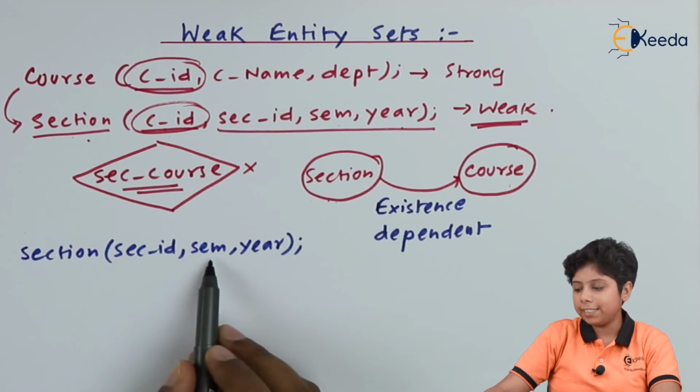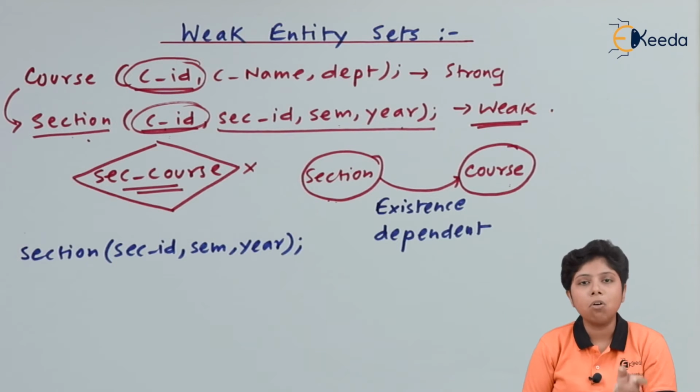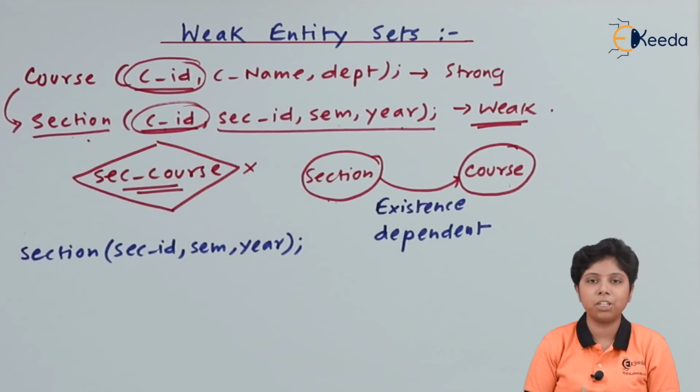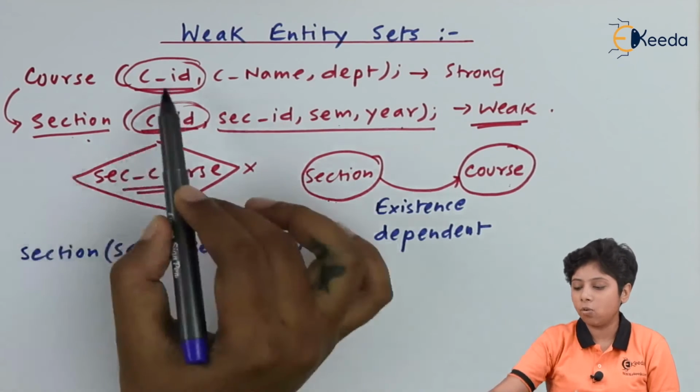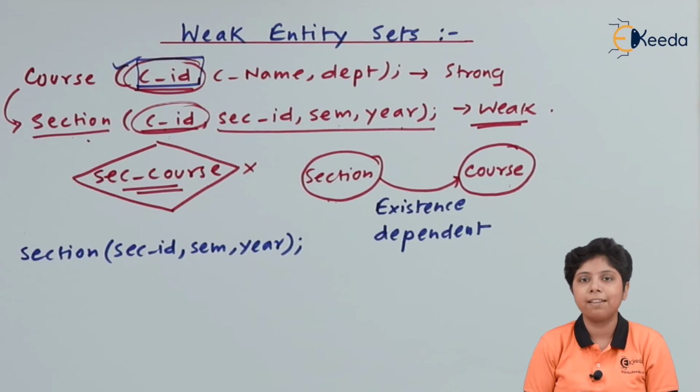So the sec ID, semester and year, these three are the attributes of my weak entity set section. So how can we define in the ERD that an entity set is a strong one or a weak one? The strong entity set has the main advantage that it has got the primary key in it. When we are talking about the course relation, we can clearly see that course ID is the primary key which can uniquely identify the relation or a tuple in a relation.